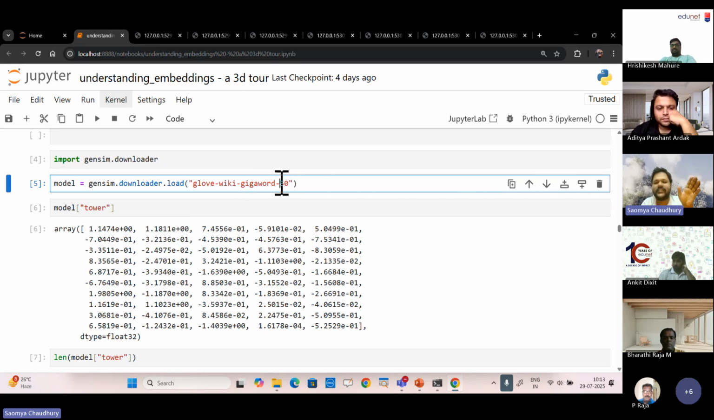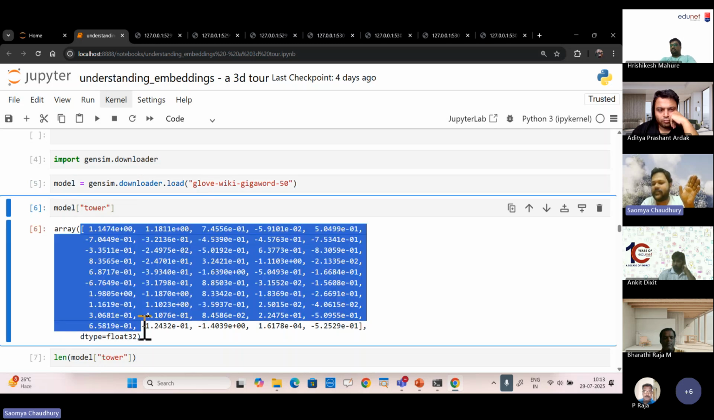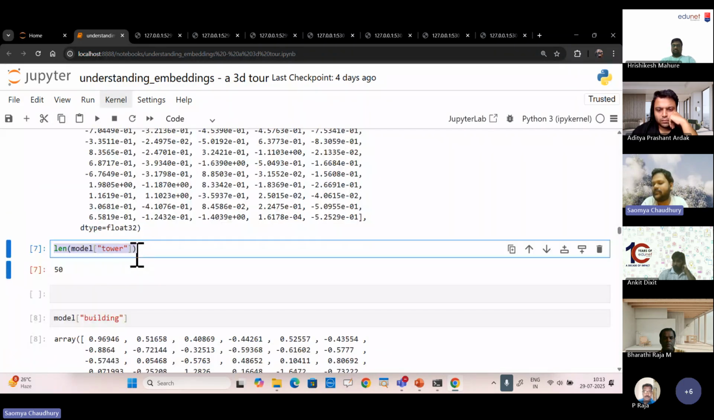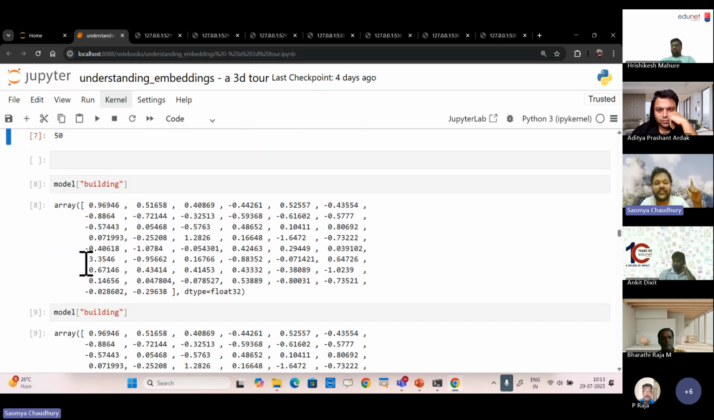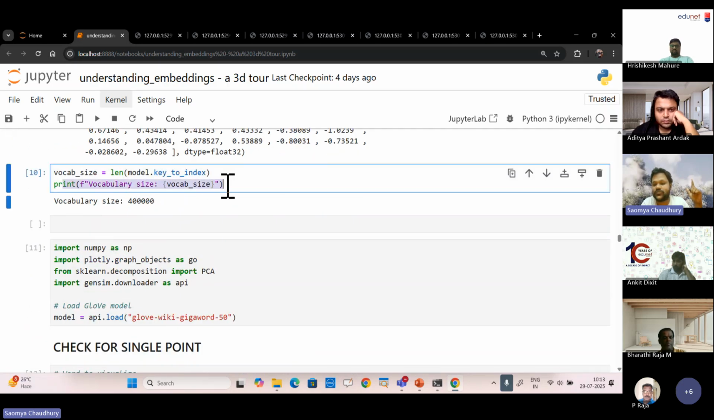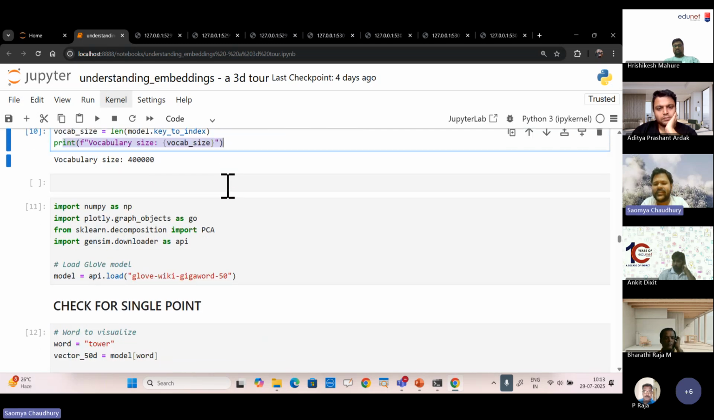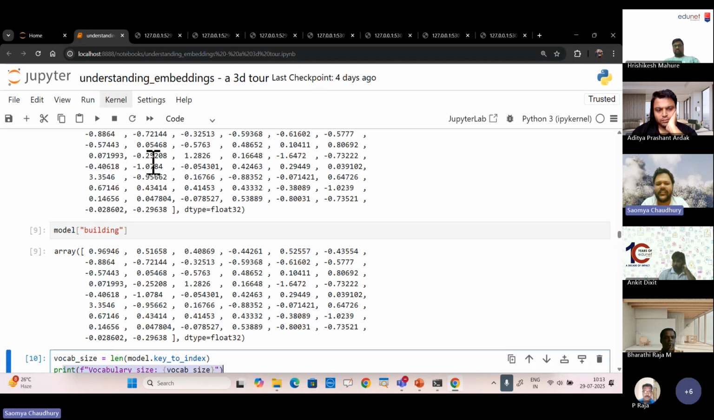I told you this 50 matters because it gives a vector which exists in 50 dimensions. If you count these numbers, we saw that the length of that vector turns out to be 50, and it has been trained on, I told you the vocabulary size as well, 400,000 or 4 lakh words. That's Global Vectors for word embeddings, or GloVe in short, which was earlier also discussed by Sir Jesser in his session.